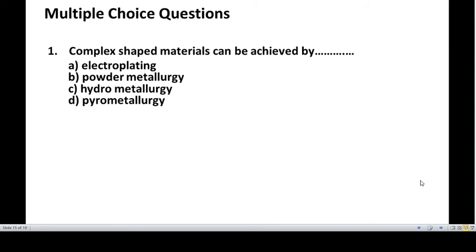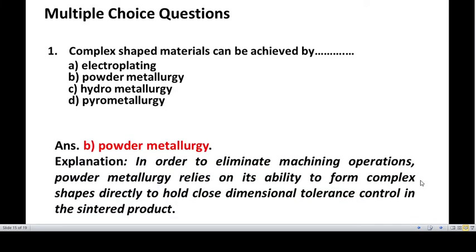Now let us look at a few multiple choice questions. The complex shaped materials can be achieved by one of the following methods. Option A, electroplating. Option B, powder metallurgy. Option C, hydrometallurgy. Option D, pyrometallurgy. The answer is powder metallurgy. In order to eliminate the machining operations, powder metallurgy relies on the ability to form complex shapes.